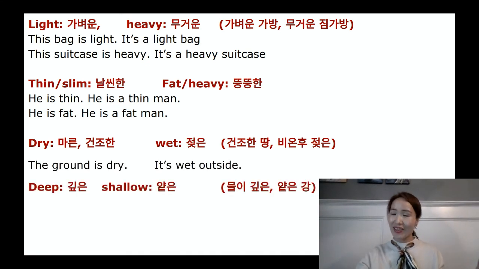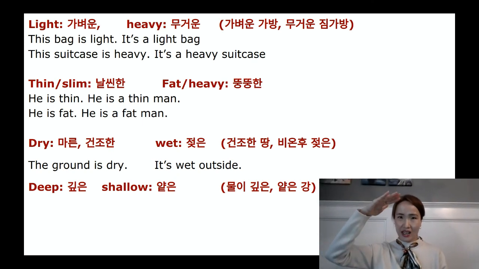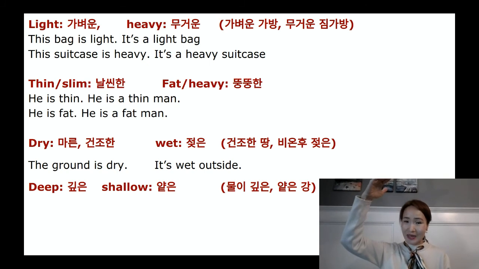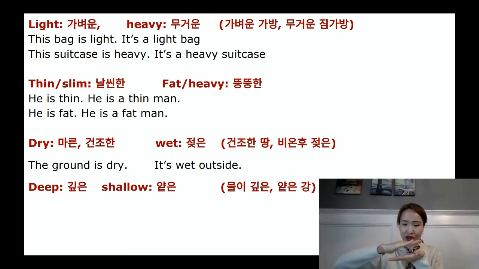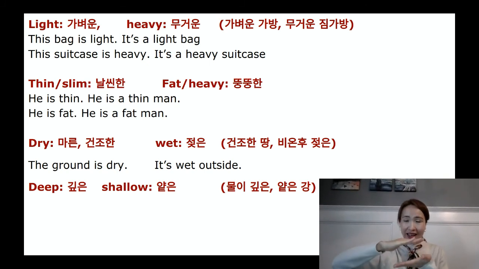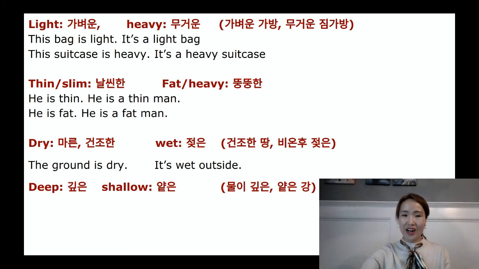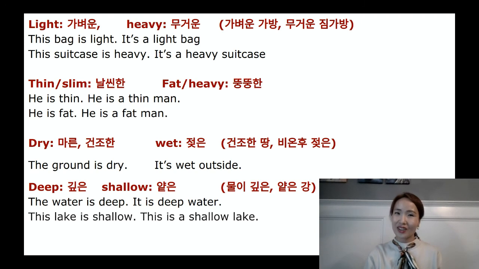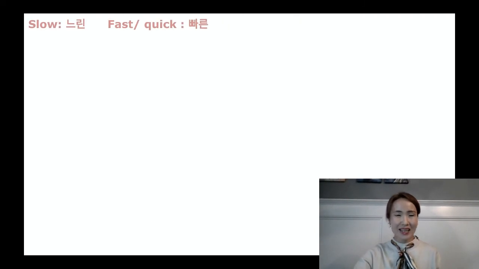It is wet outside. Okay, let's think about the depth of the water, right? It is very deep. You can say the water is deep. If it is very shallow, usually the lake, right? It is shallow water, right? So let's repeat. The water is deep. It is a deep water. The lake is shallow. This is a shallow lake.